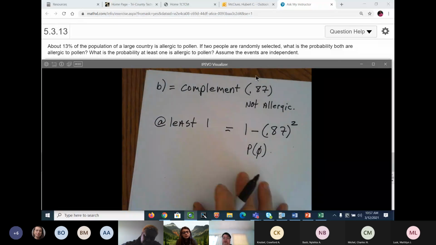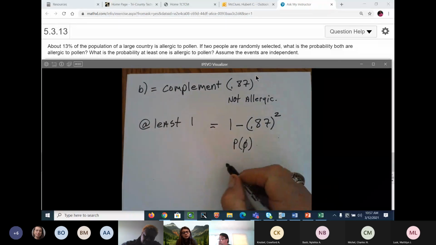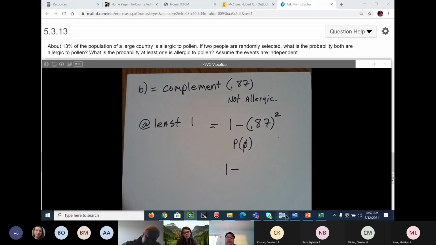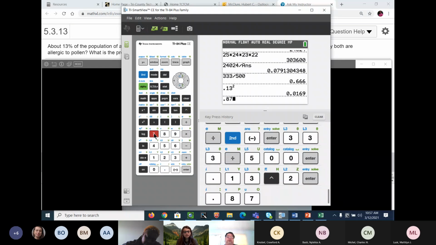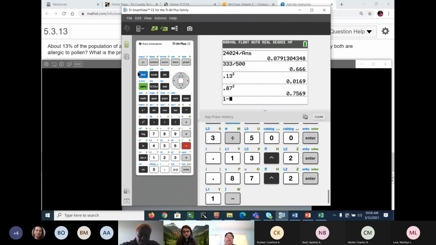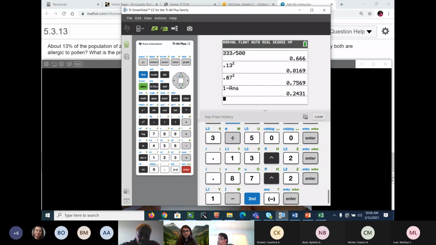So somebody do that in your calculator. Somebody take 1 minus 0.87 raised to the second power. 0.7569. And 1 minus that, second answer, is 0.2431. And that should be your answer.